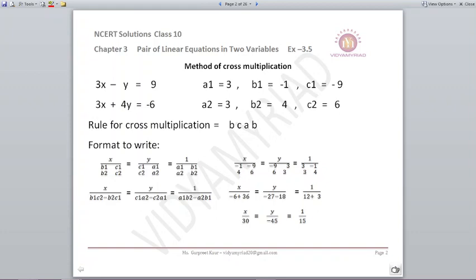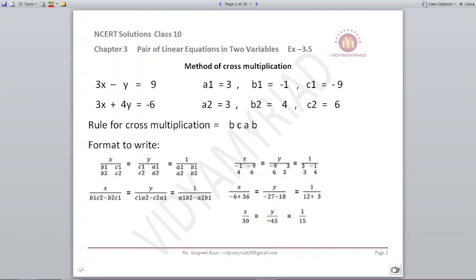Now what is this BCAB? For this you need to find the values of x and y. So it will be x upon BC, y upon CA, and 1 upon AB. This is how you are going to write your format. So x upon BC means B1, B2, C1, C2. Y upon CA means C1, C2, A1, A2. And 1 upon AB means A1, A2, B1, B2.